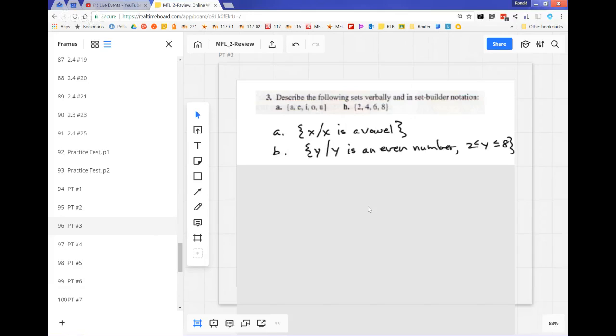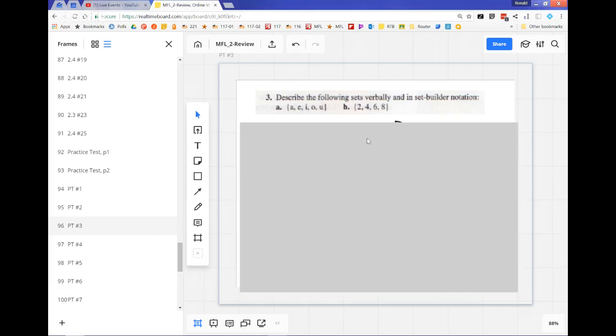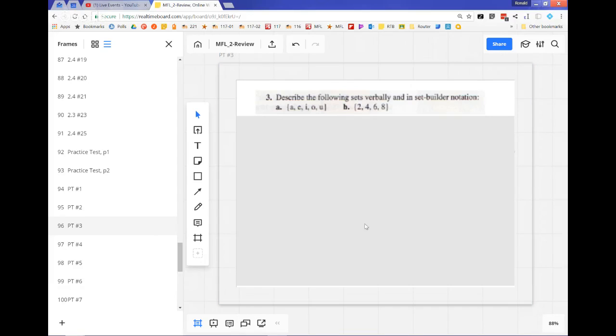So you could say it's an even number greater than 0 and less than 10. Or like I said, you could say it's an even number greater than or equal to 2 and less than or equal to 8. Both of those would be correct. Now I've probably confused you. No, I got it. Okay.